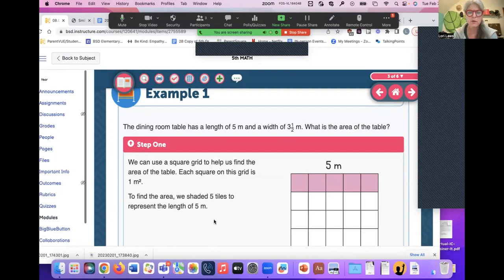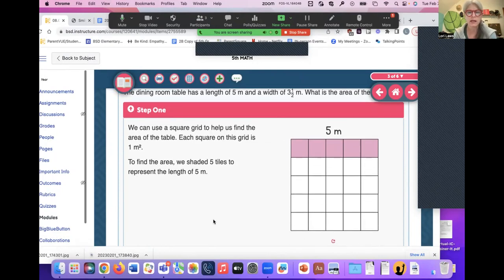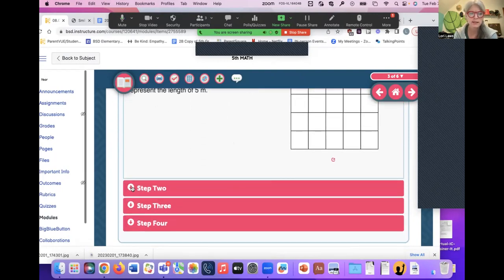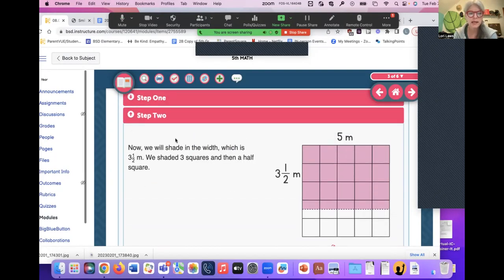Step 1, we can use a square grid to help us find the area. Each square on this grid is 1 square meter. This little 2 up here, this exponent means squared. To find the area, we shaded 5 tiles to represent the length of 5 meters. Okay, 1, 2, 3, 4, 5. Step 2. Now we will shade in the width, which is 3.5 meters. So it doesn't go all the way down. So we shaded in 3.5.